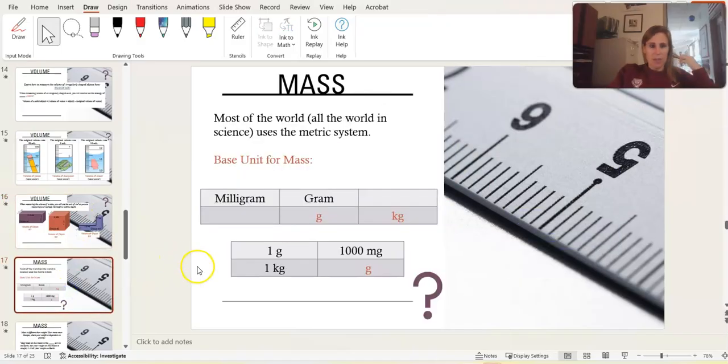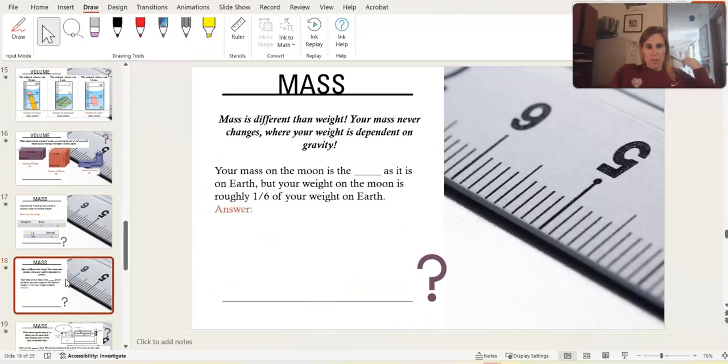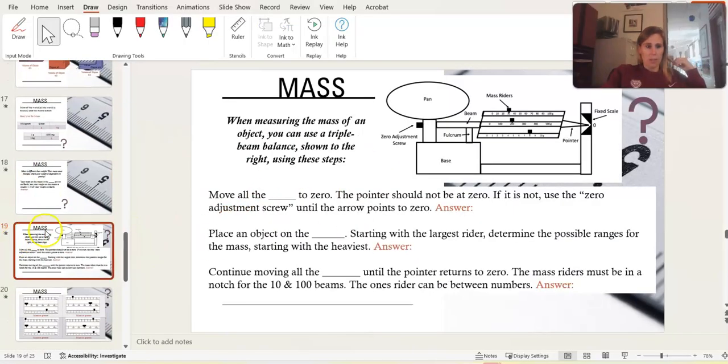Okay, and then moving on to mass, same thing here. What's the abbreviation for milligram? You can see gram, and then what's this one abbreviated for, and what's the number that would correspond to this little conversion here. Okay, mass is different than weight. Your mass never changes, whereas your weight is dependent on gravity. So mass and weight are not the same thing. Read this question here. If you had me last year, this should be familiar to you.